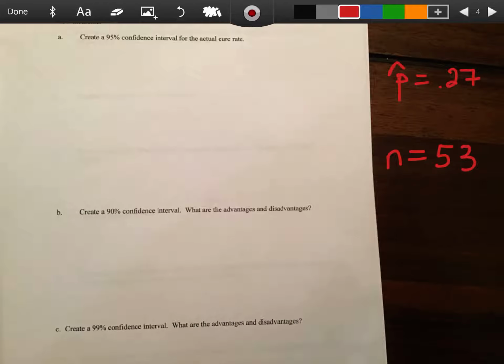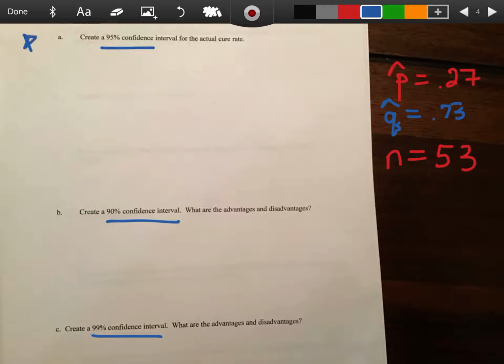So a new medicine comes out. 53 people are asked a question, and 27% of them say that they have improved after taking this medicine. So right away, I can now find that my q-hat is the remainder of my 100%, and 100% minus 27% is 73%. So what we're going to do here is find the 95% confidence interval, the 90% confidence interval, and the 99% confidence interval.